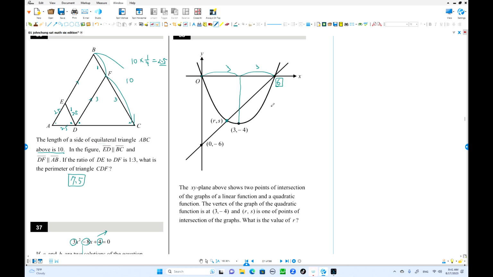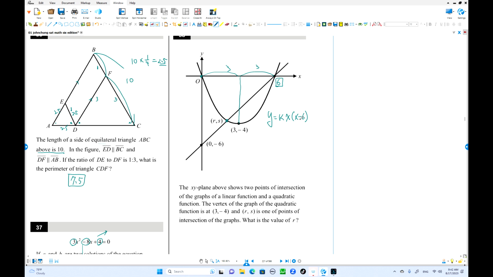So now let's find the factored form. You can use the factored form: y equals k times x, because we have an x-intercept and another x-intercept, so k times x minus 6. That's the equation.